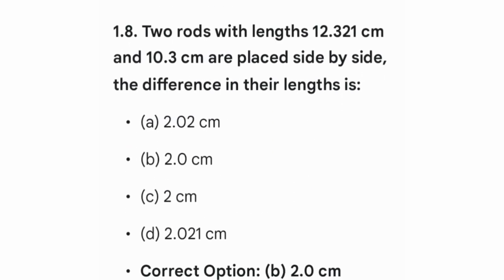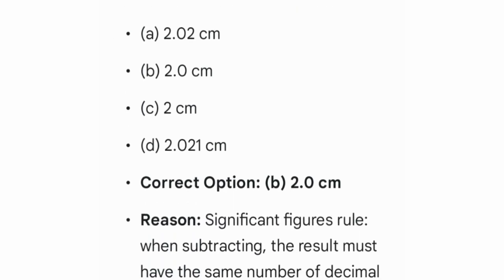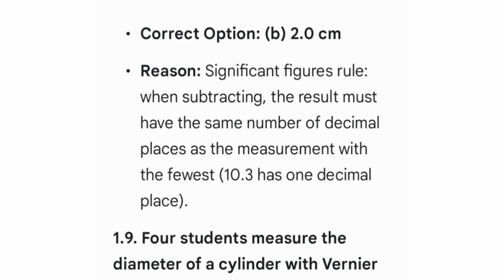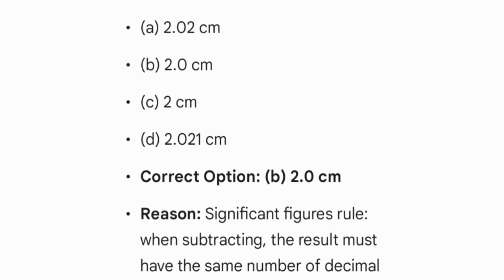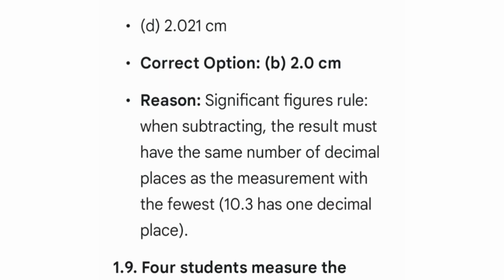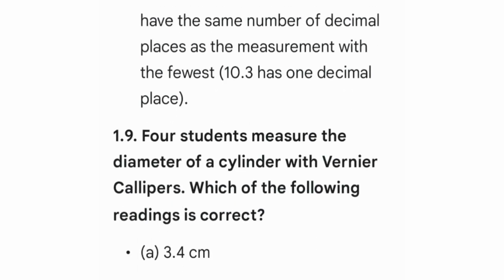MCQ 1.8. Two rods with lengths 12.31 centimeter and 10.3 centimeter are placed side by side. The difference in their length is: 2.02 centimeter, 2 centimeter, 2.0 centimeter, 2.01 centimeter. The correct option is 2.0 centimeter. Here we have to keep in mind the significant figures. So the correct option is according to the number of significant figures, that is one significant figure in centimeter units.